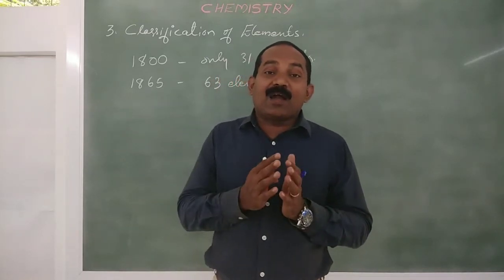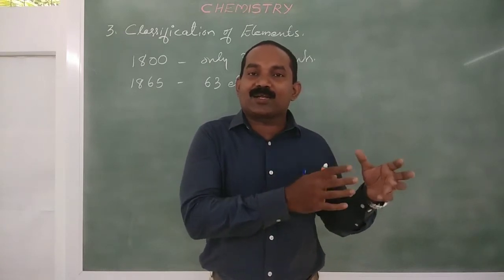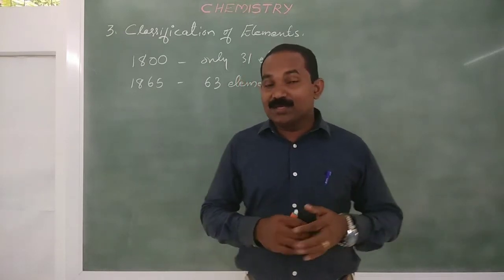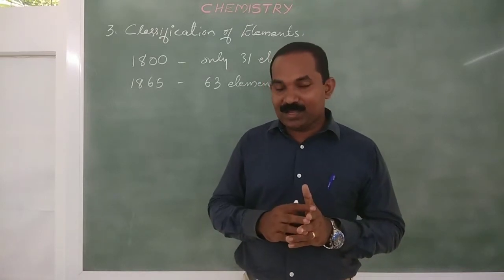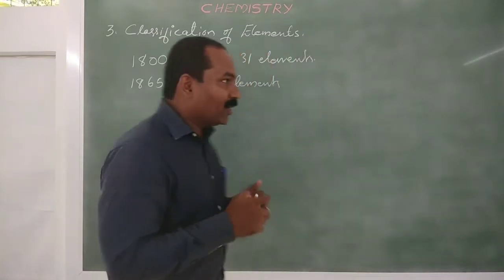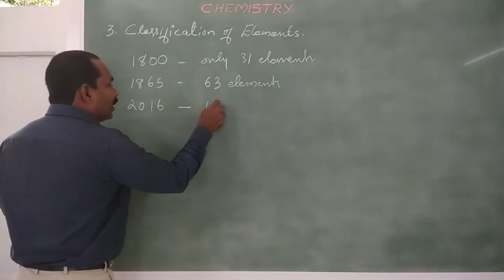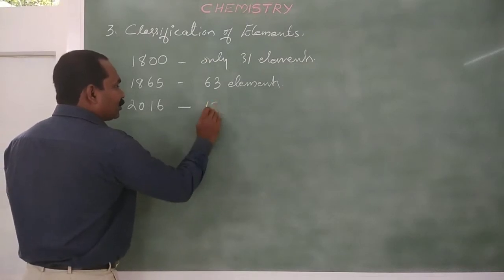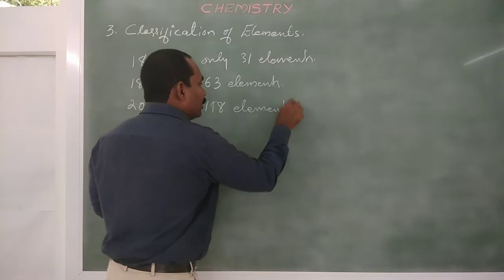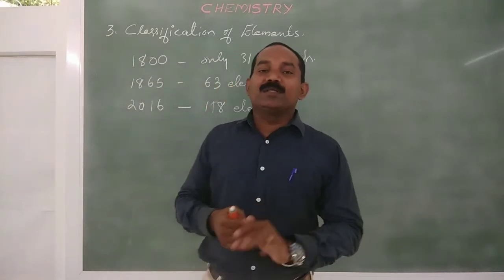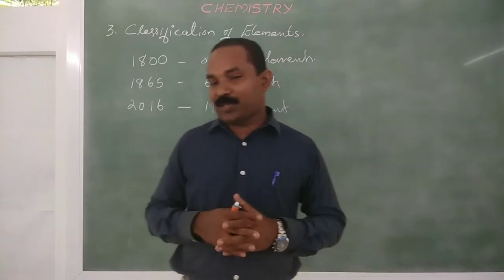And the study of this many elements. For one or two elements, the properties and their compounds are easy to study. The study of this many elements is difficult. Now, in 2016 there are 118 elements. In our periodic table, there are 118 elements.